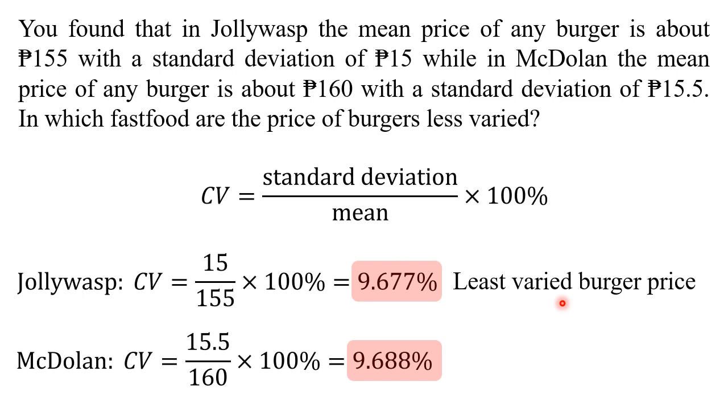So what about if you only bring with you money that is a maximum of 160 pesos, perhaps, so that you can also have more choices to buy burgers? Then definitely you go to Jolly Wasp, because you have more burgers to choose from with prices that are very, very close to 155 compared to McDonald's. Okay, so that's an example also, class, of how the coefficient of variation works.